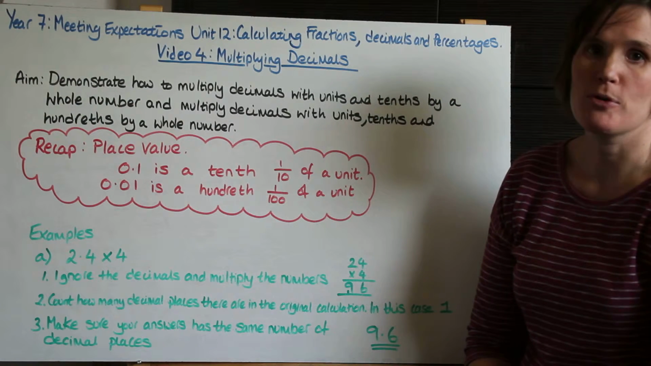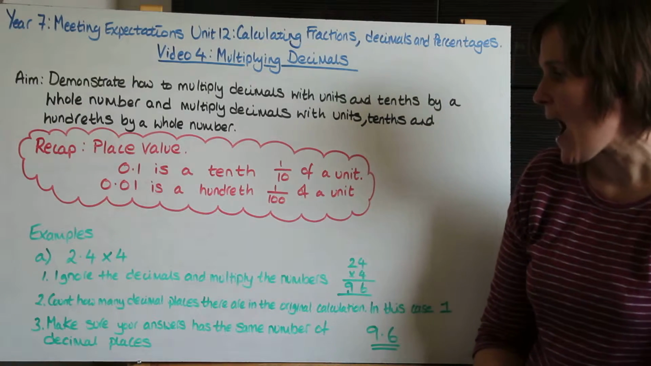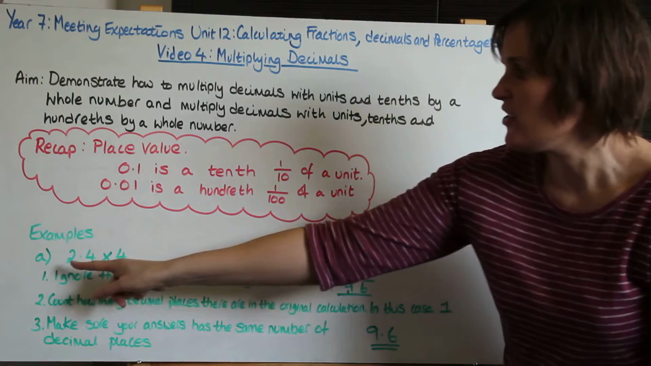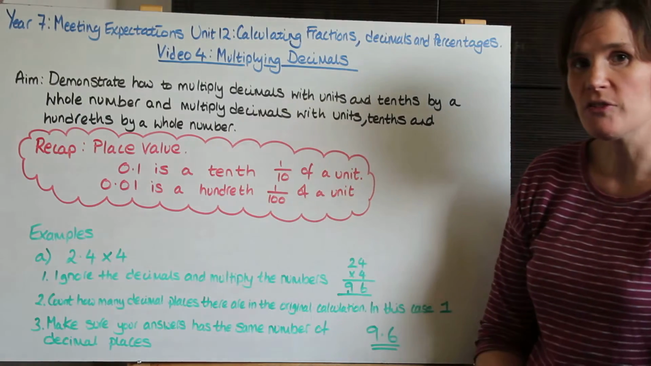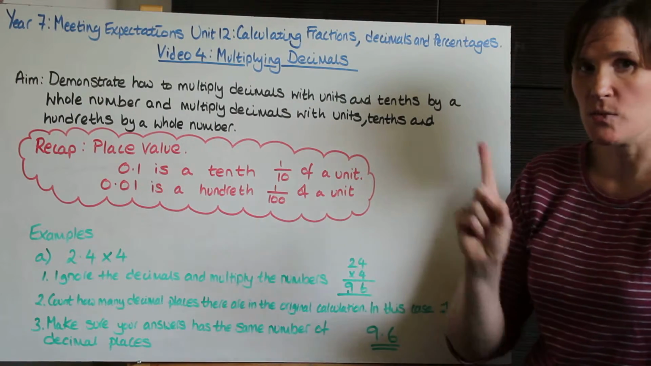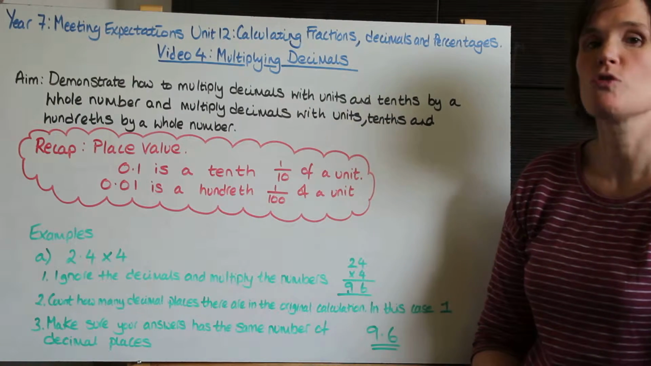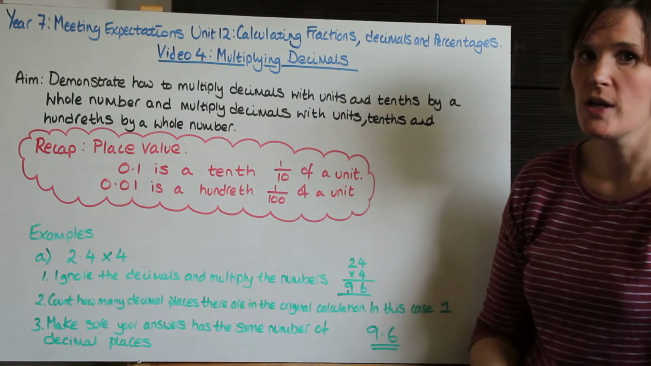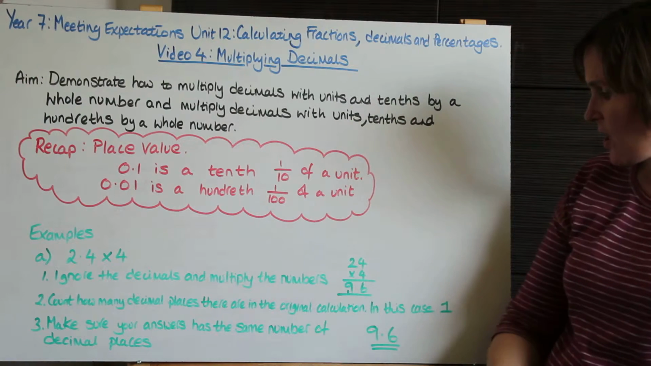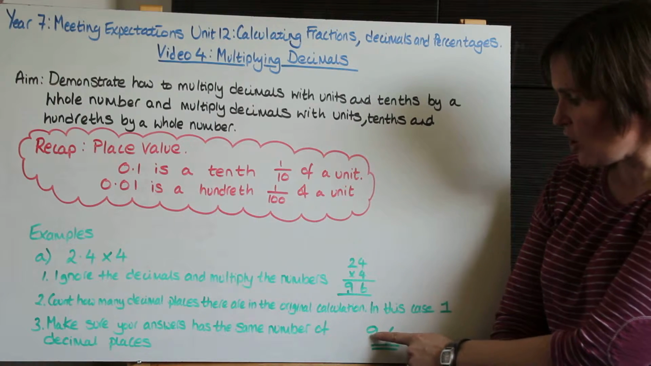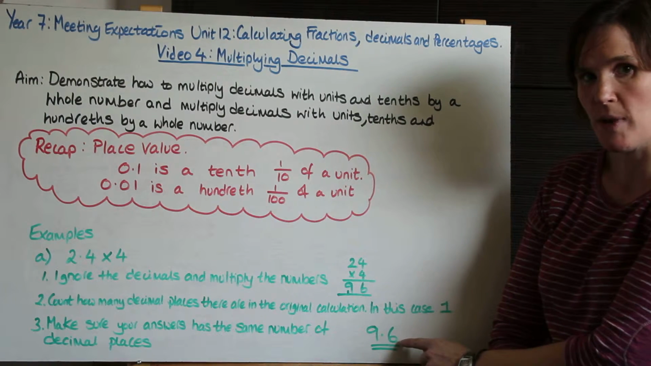So now we have to think about putting that decimal point back in. And we do this by counting how many decimal places there are in the original sum. Well, we have one digit after the decimal place. So in our answer, we need to make sure that we also have just one digit after the decimal place. So our 96, we're going to turn into 9.6 with one digit after the decimal place.